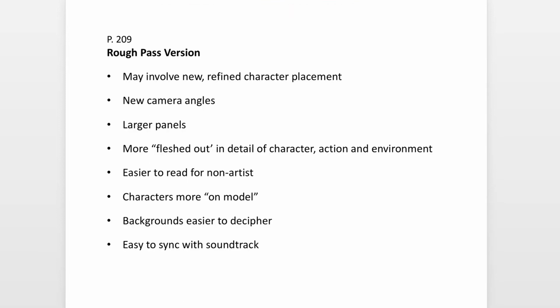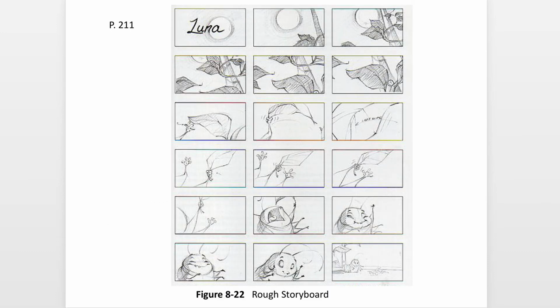Page 209, rough pass version. This may involve new, refined character placement, new camera angles, larger panels, more fleshed out detail of character, action, and environment. They're easier to read for the non-artist, and characters are more on model. Backgrounds are easier to decipher, and it's easier to sync with the soundtrack. This is a rough storyboard. This is an example of one a little bit further evolved. You can see the drawings are a little bit better. And you'll see a lot more about rough versus detailed storyboards when you see Doug Brown, the storyboard artist, talking about it.